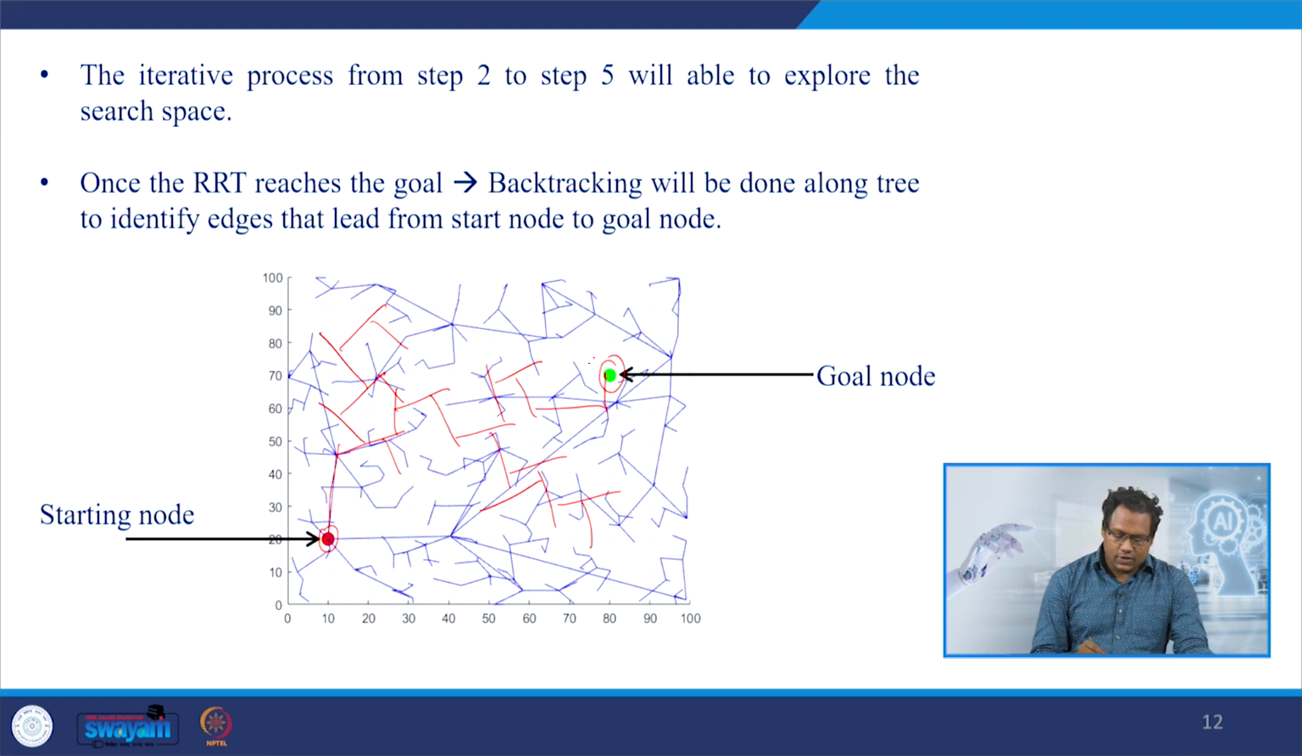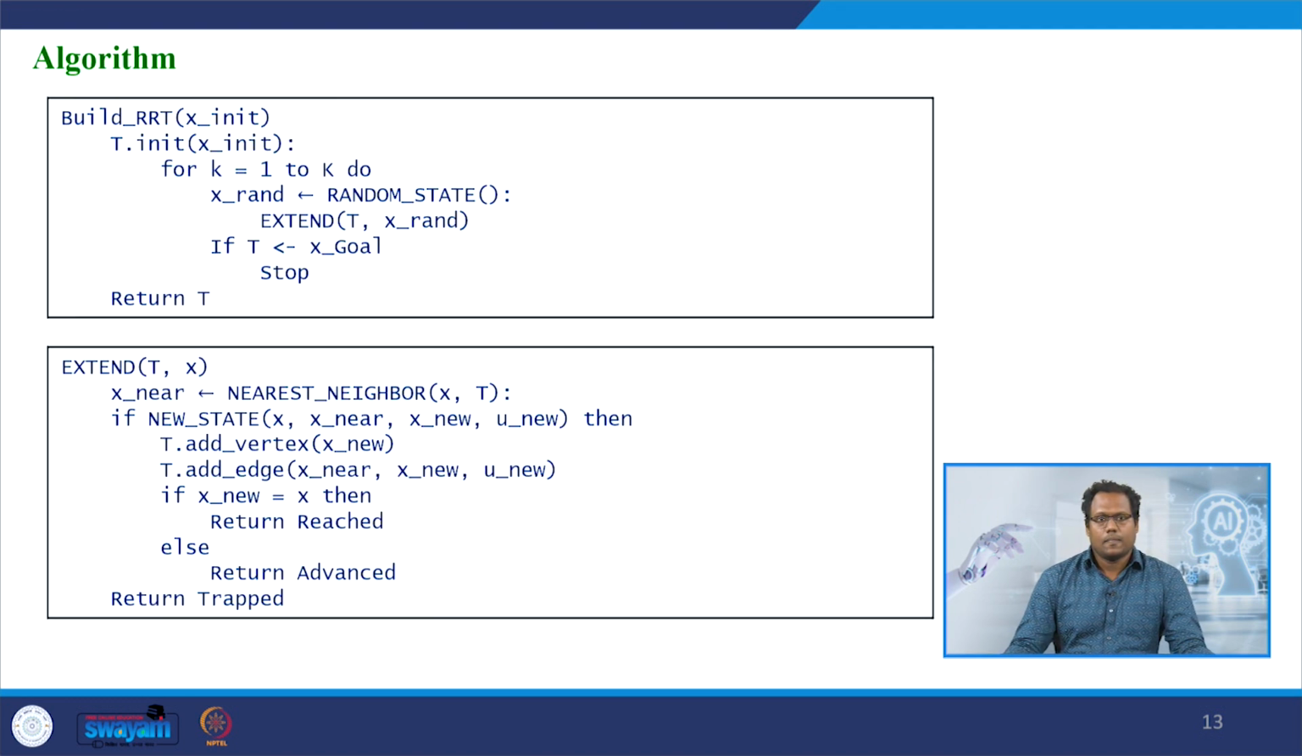So, once it starts exploring the space and reaches the goal, then we backtrack the path to the goal point, or to the starting node from the goal. That is how we get the path, but this path is not an optimal path. So, the algorithm goes here.